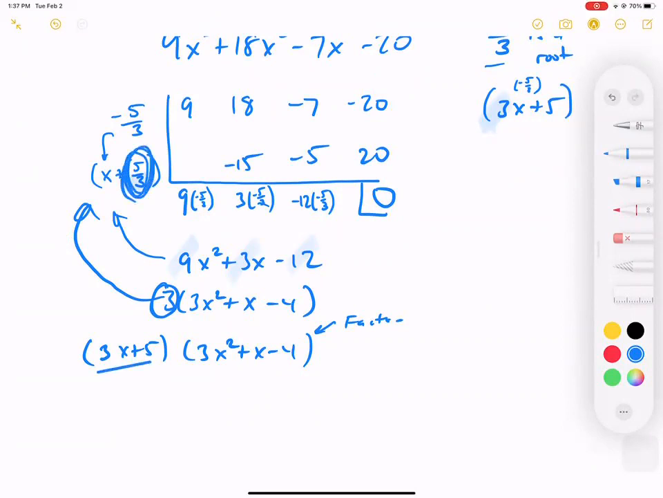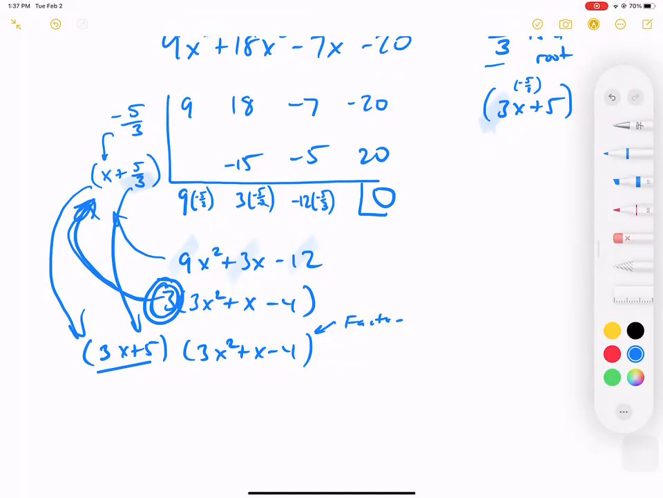I don't want a fraction. So what number do I have to multiply that fraction by? I need to multiply by 3. And I know there's a hidden 3 here. So I take out the 3 from 9, 3 and 12. That's why we're here. And we say 3 times this factor gives me 3x and 5. Osvaldo, are you okay with that? Still a little confused? Are you okay? Okay. So that's what happens.